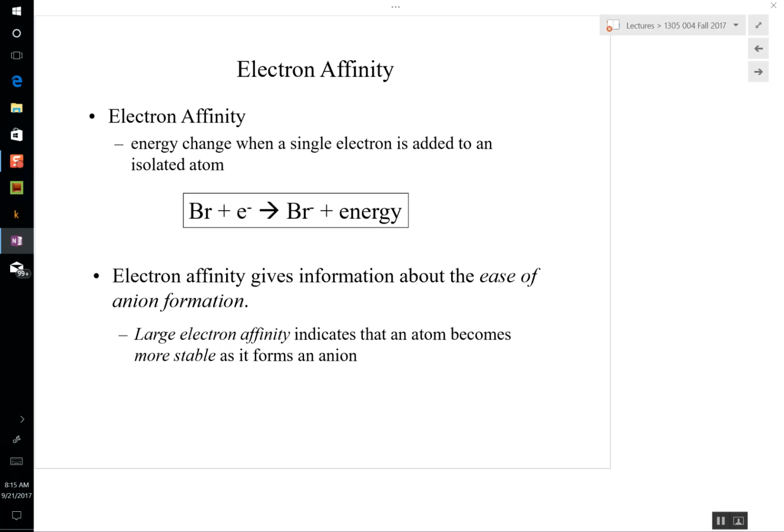Plus it releases energy. This is an exothermic process. You'll learn those terms in chapter 7. But this is a process that releases energy when you do it, electron affinity. Now tell me, I just told you that's a non-metal.